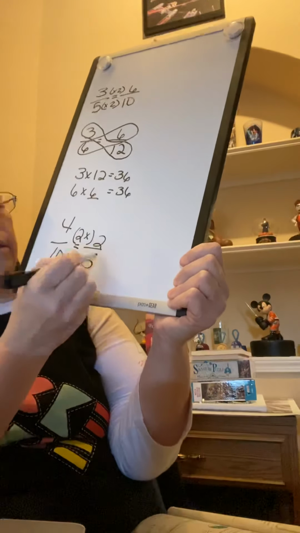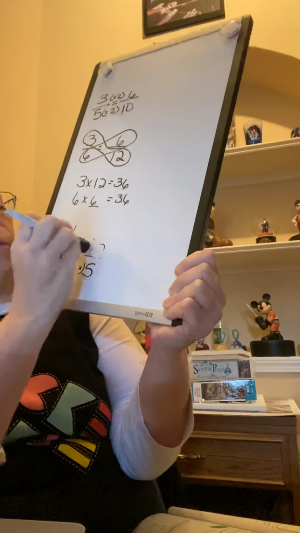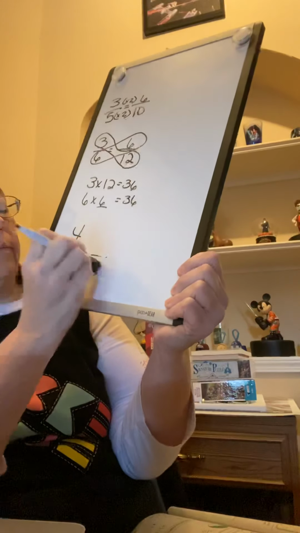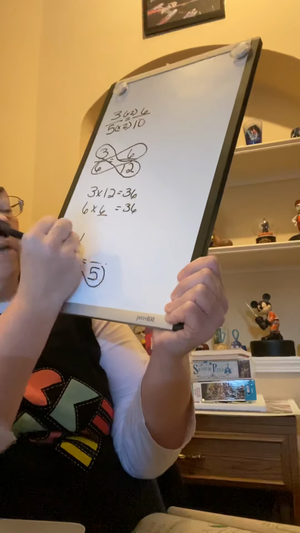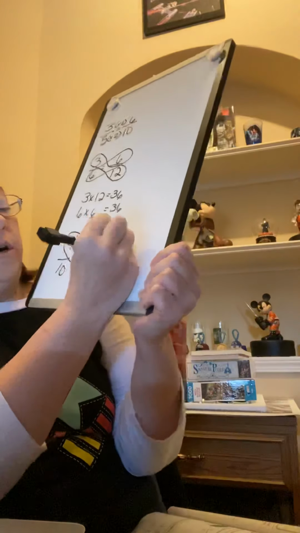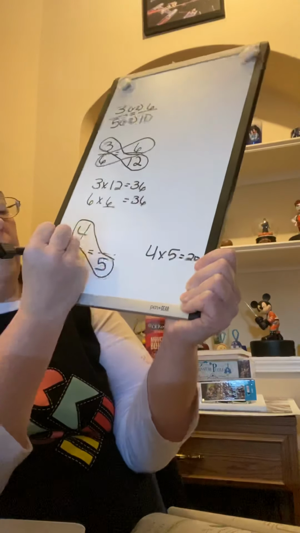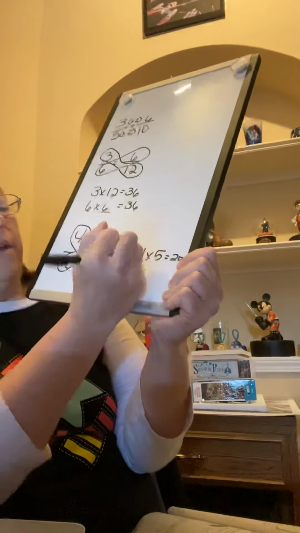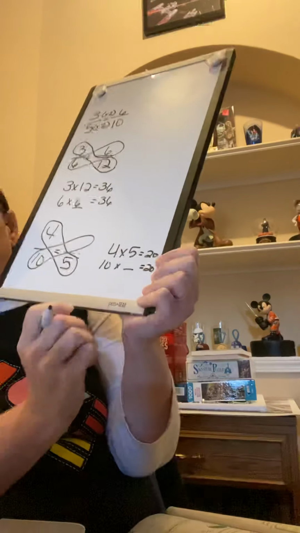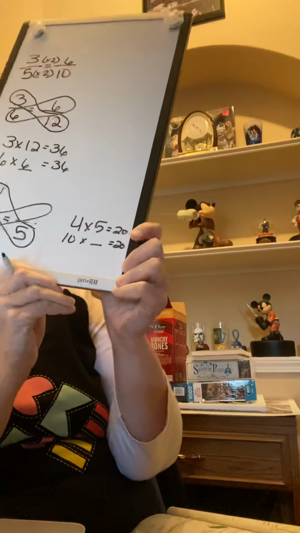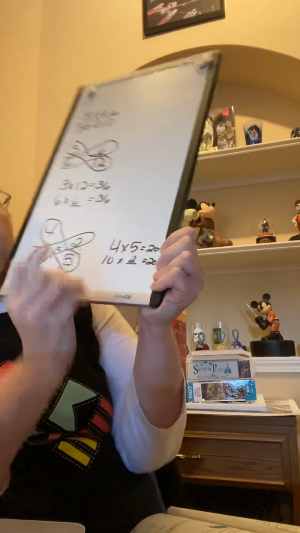That is not correct. Now, if I were to use the butterfly or the X, it's the same thing. I could have said 4 times 5 equals 20. And then 10 times what equals 20? 2. So you would have gotten the answer 2. So that would have been the top answer.